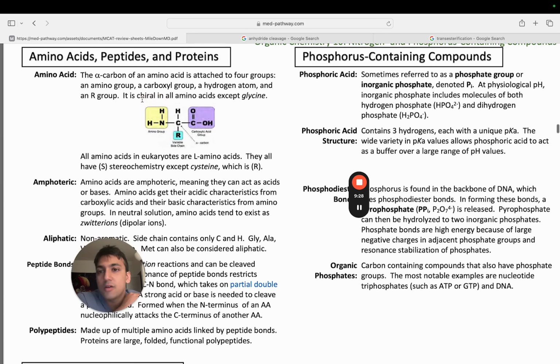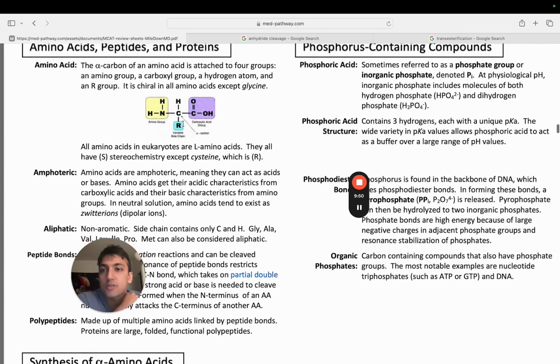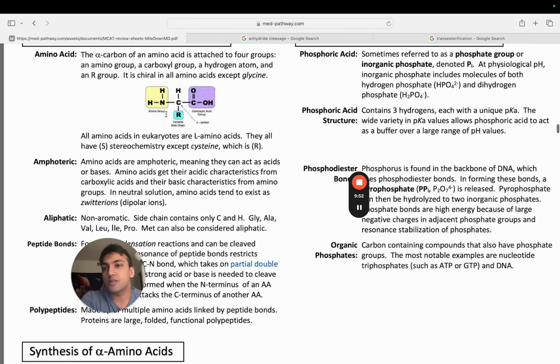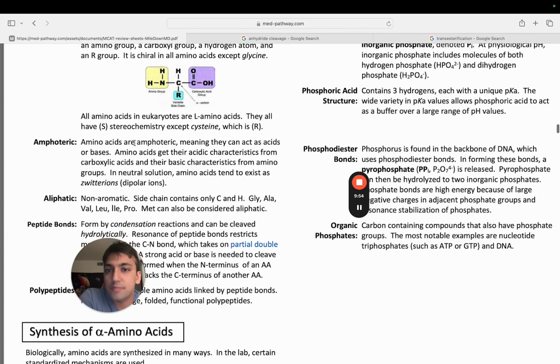And then all amino acids are chiral except for glycine. If you understand biochemistry, you should be able to tell me why glycine is not chiral. The reason is that its side chain is a hydrogen, so there are two hydrogens off this carbon, and so this carbon is not actually a chiral center. Because that is not a chiral center, this compound is not chiral.